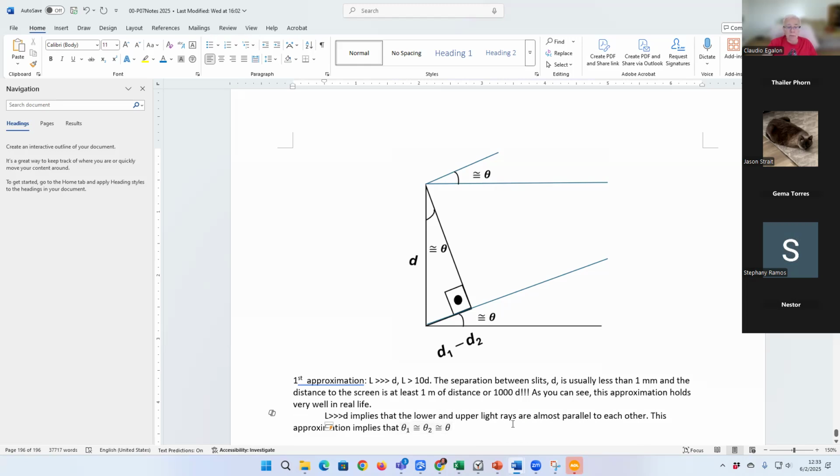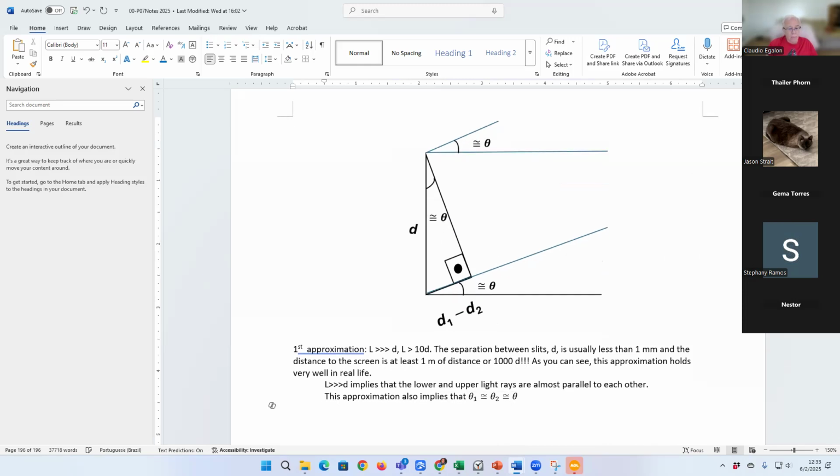This approximation also implies that the angle that the lower light ray makes with the horizontal is approximately equal to the angle that the upper light ray makes with the horizontal, which is approximately theta. Theta is the angle from the middle point between the slits to the screen. That's the first approximation.